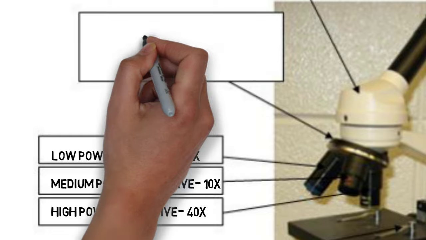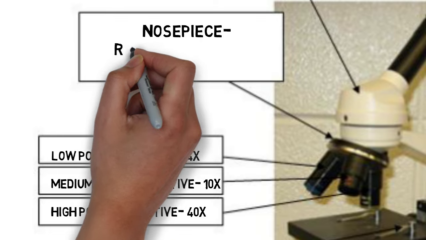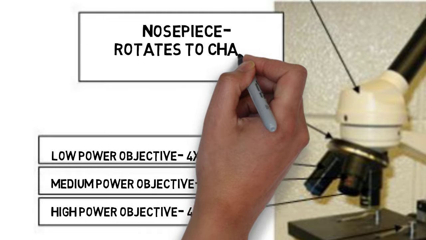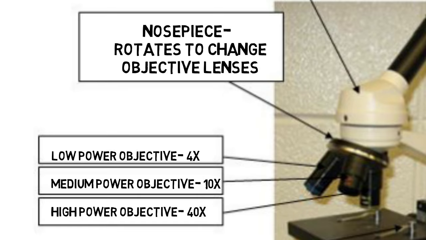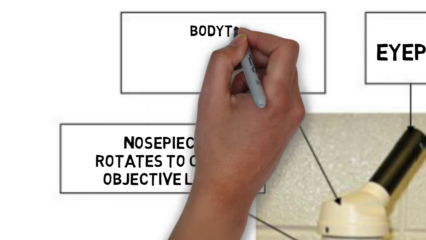Now on a compound microscope, we're using the eyepiece lens and the objective lens to view our specimen, and the nose piece will rotate to change between our low, medium, and high objective lenses. Make sure that when you rotate between objective lenses, they click into place.